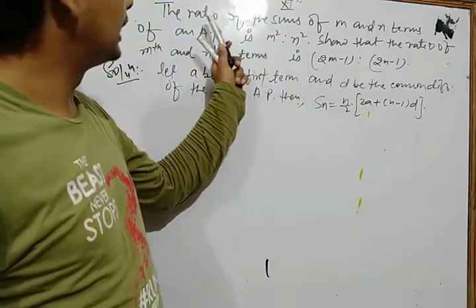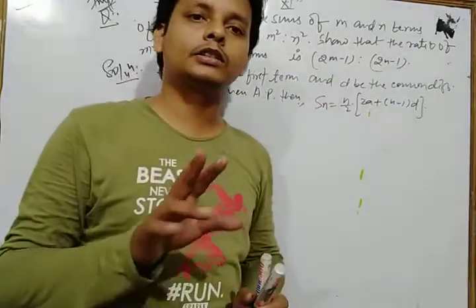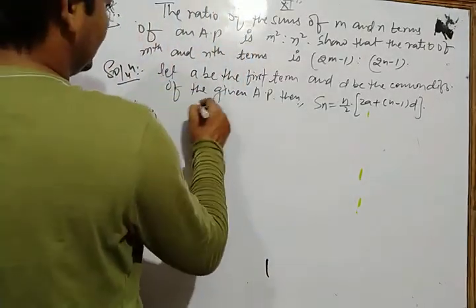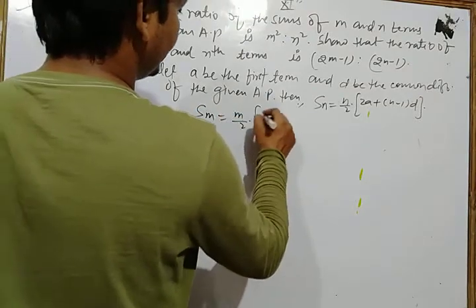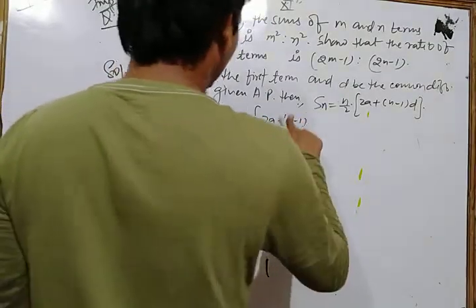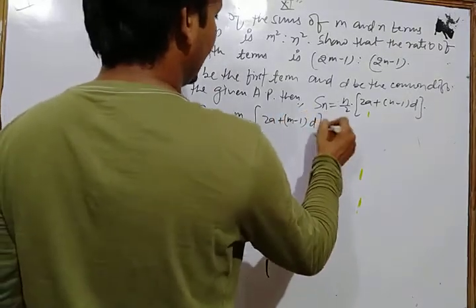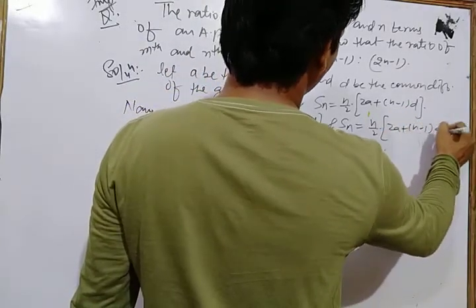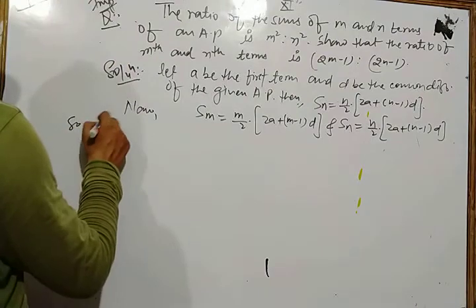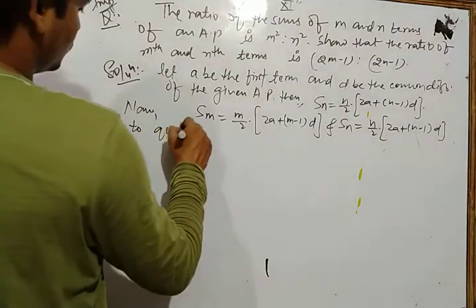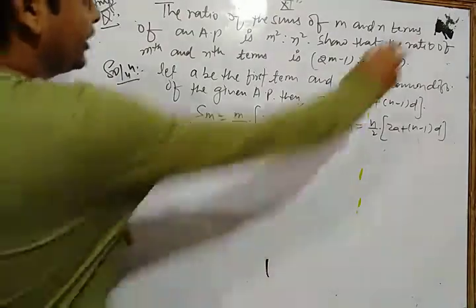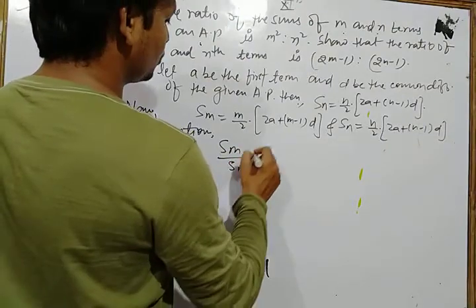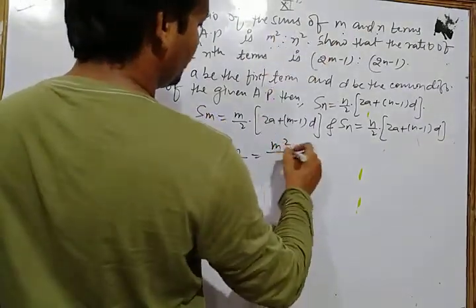Now according to the question, the ratio of the sums of m and n terms, so we find the sum of m terms and the sum of n terms. Now Sm is equal to what? m by 2 in bracket (2a plus (m minus 1) into d), and the sum of n terms is n by 2 in bracket (2a plus (n minus 1) into d). Now according to the question, the ratio Sm upon Sn is equal to m square upon n square.